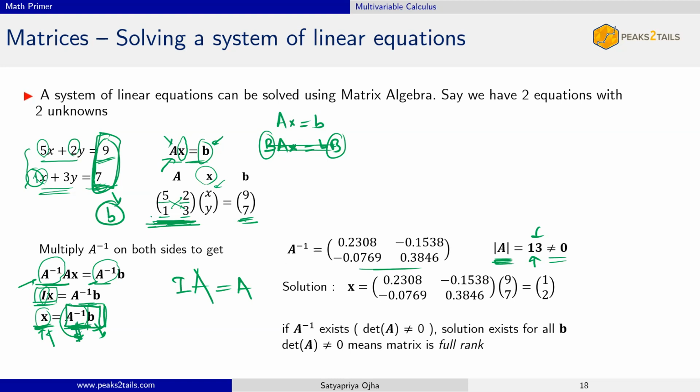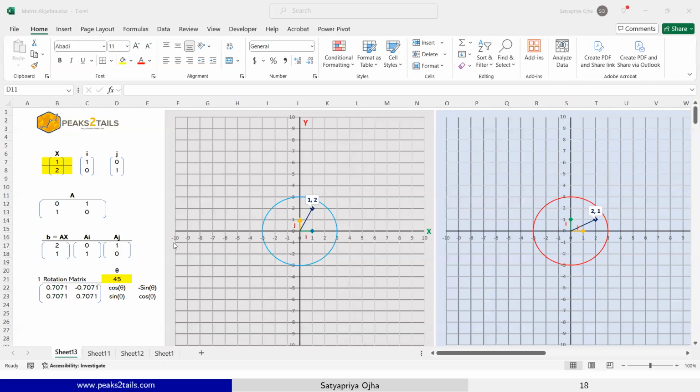So if A is this, we calculated A inverse as this. In Excel, you can do that in one shot. And finally, your solution X is A inverse times B. And this is the solution, 1, 2. You can verify: 5 plus 4 is 9 and 1 plus 6 is 7. Okay, same steps I have done in Excel. I can share that.